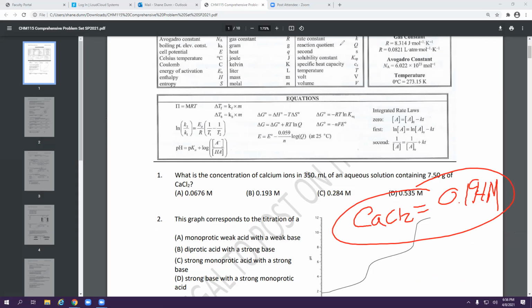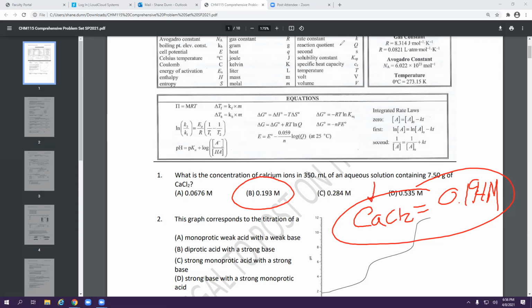Do I do anything with that number? Do I? How many calcium ions do I have in this? I have 1. So I don't do anything. If I was looking for the concentration of chloride ions, I would multiply by 2, because there's twice as many chlorines as there is calcium. Does that make sense? I would multiply by 2, because it'd be twice as much.